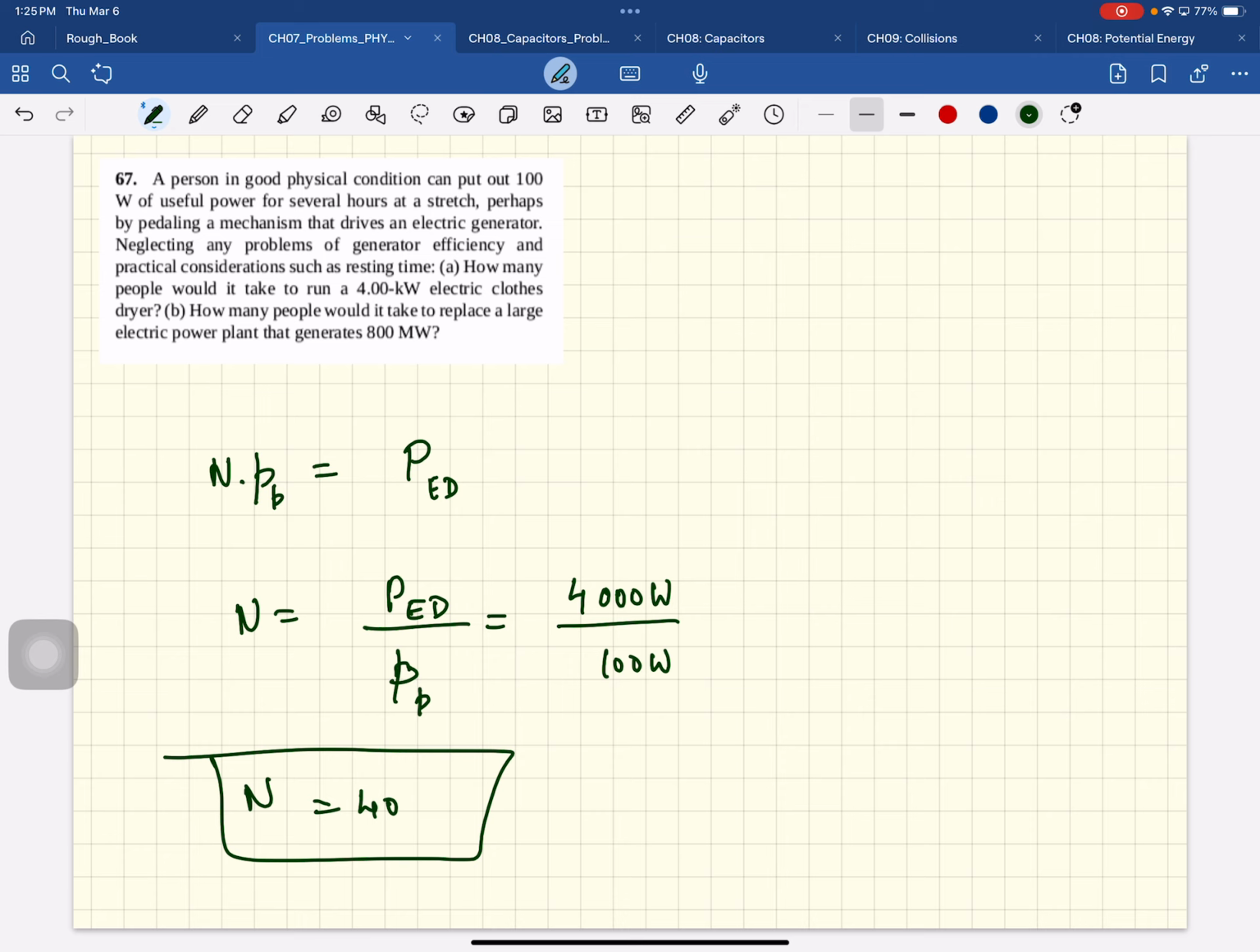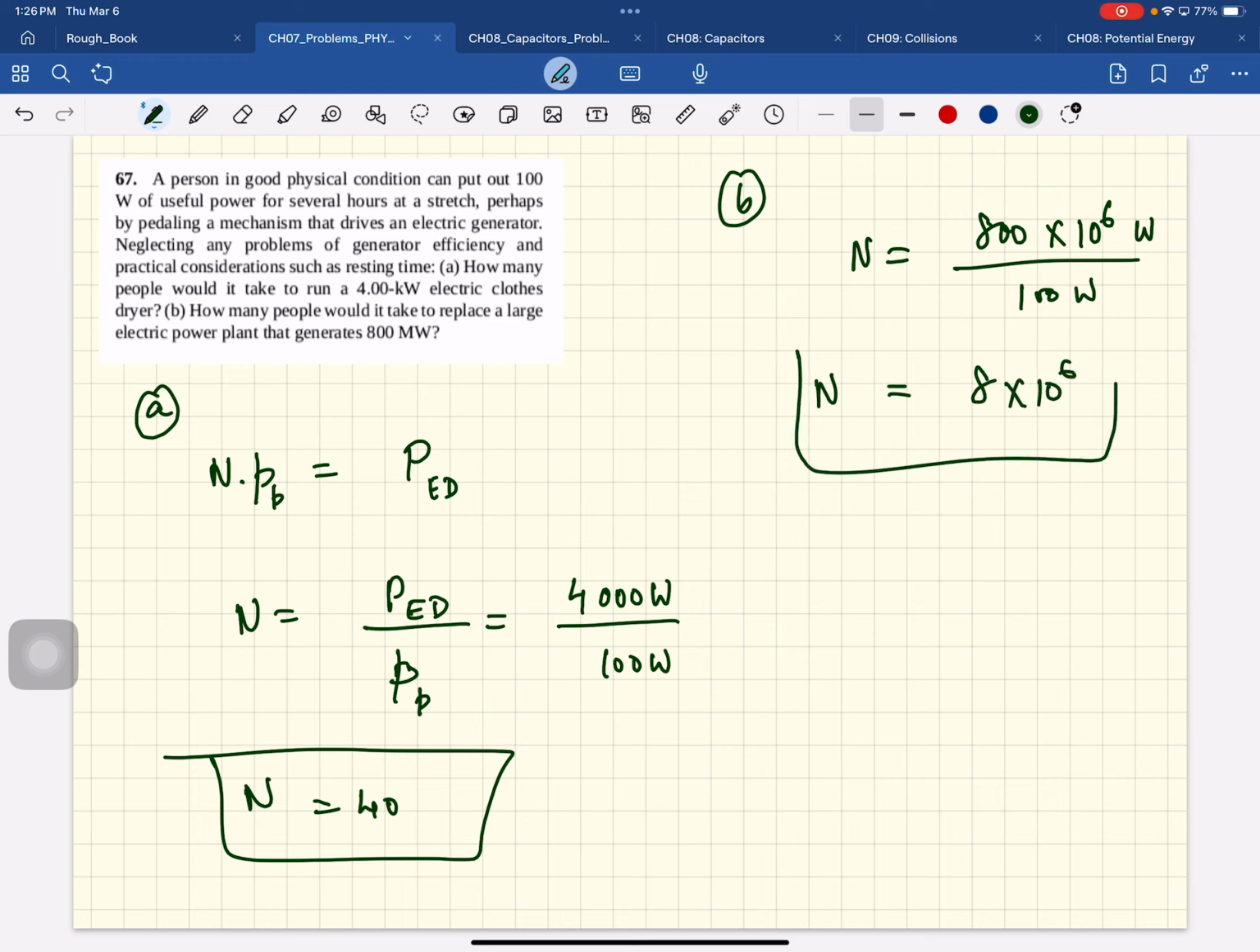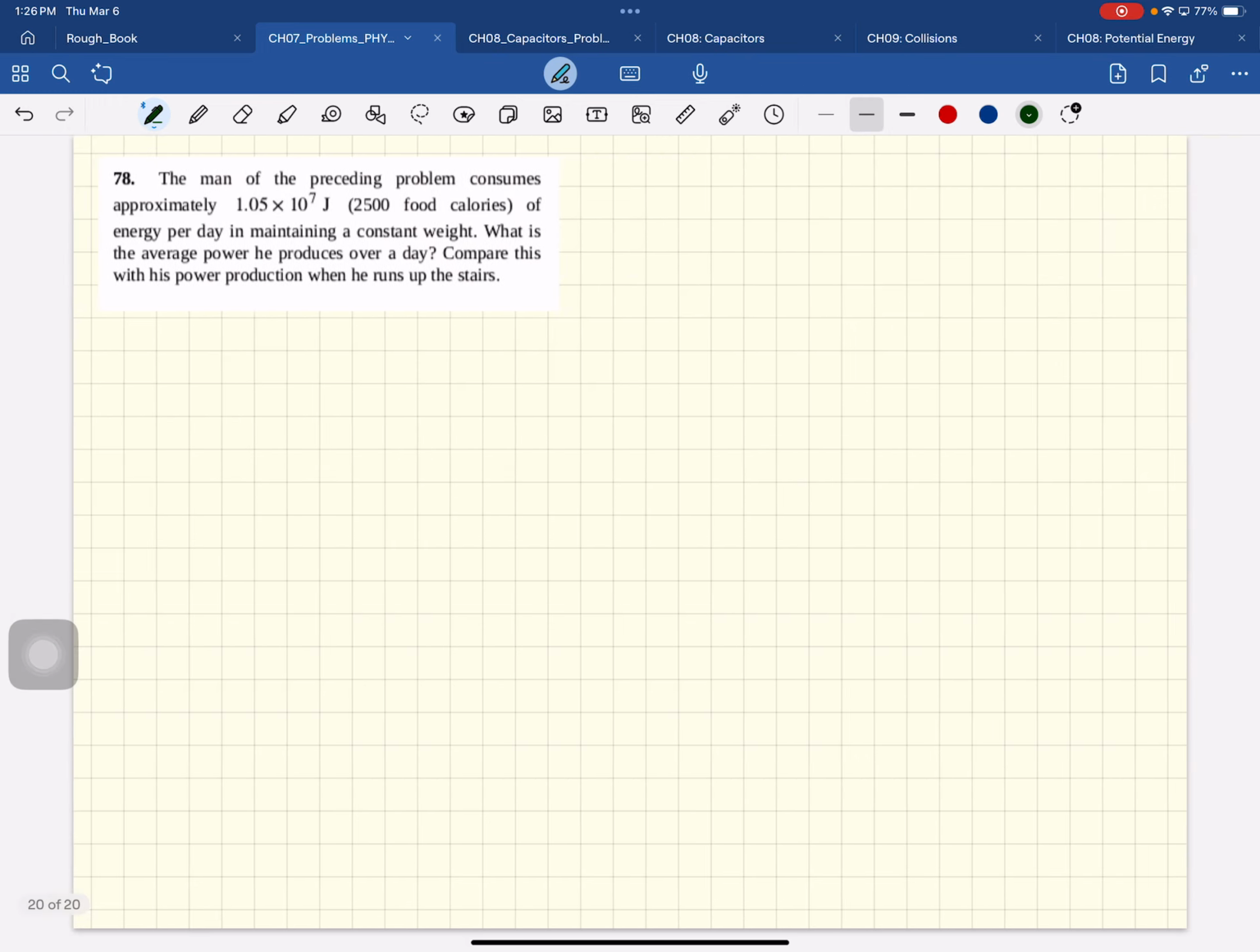How many people would it take to replace a large electric power plant generator, which is 800 megawatts? So 8 million people would need to pedal their bicycles to produce the same power as that of the Hoover Dam.